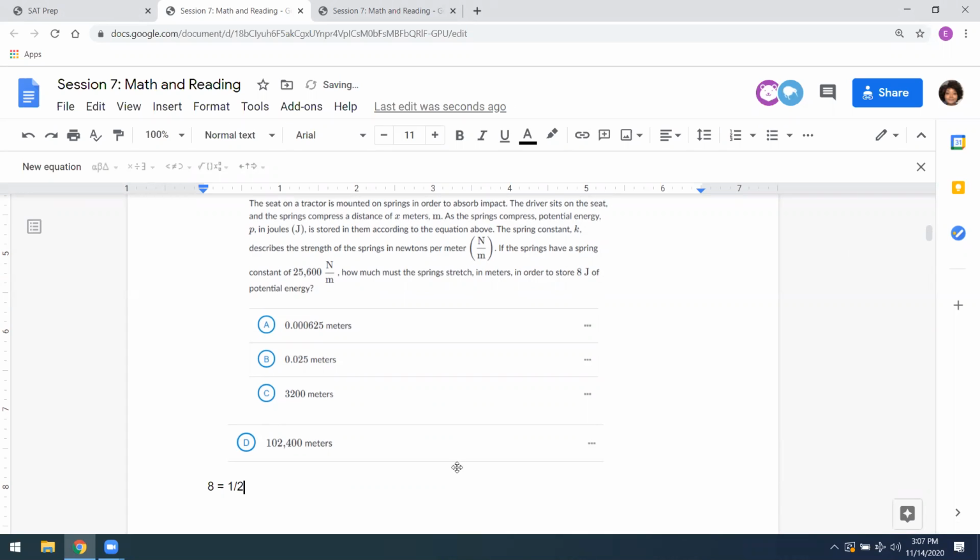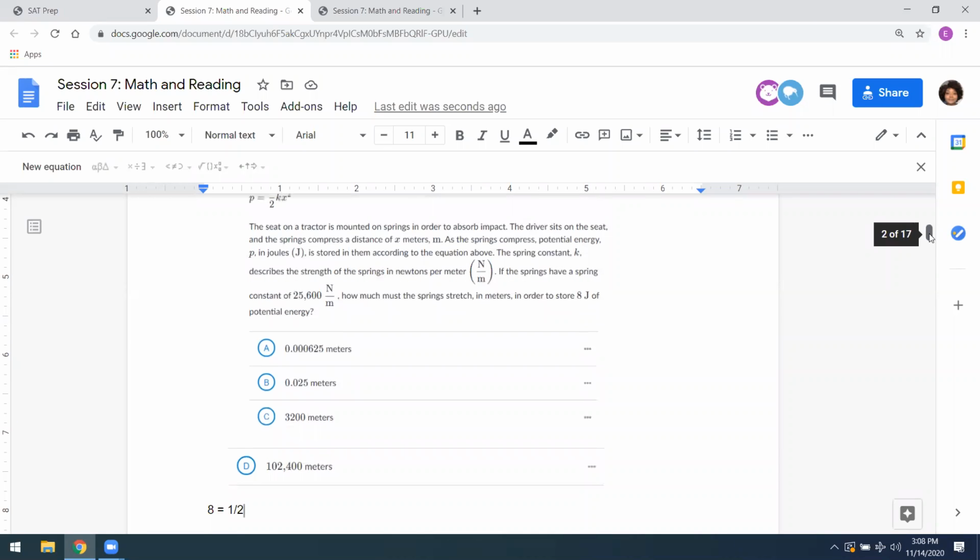So to do that, you would first multiply 1/2 by 25,600, and I got 12,800. So right now it's 8 equals 12,800 times X squared. And then I divided both sides by 12,800, and then square rooted those. So I got 0.025. Right. Yeah, that's it. Perfect.